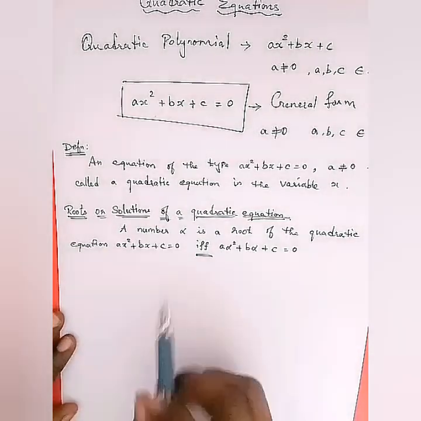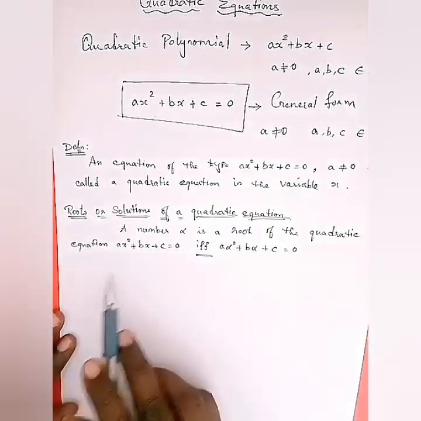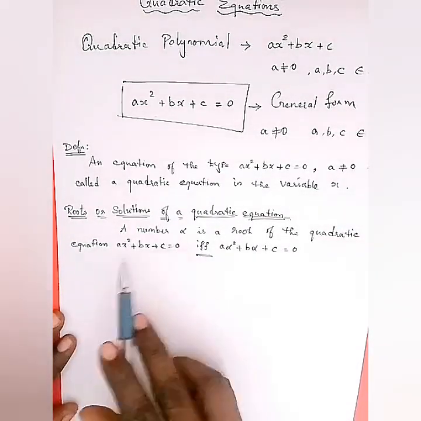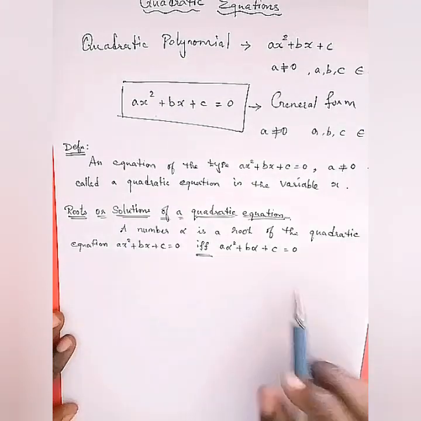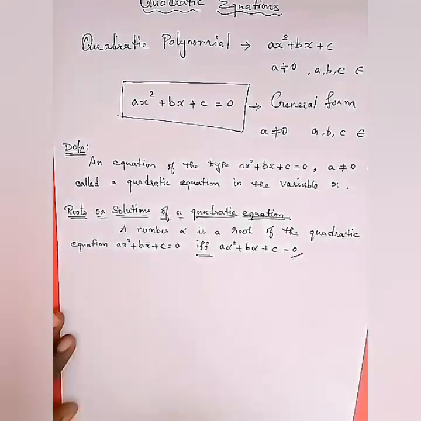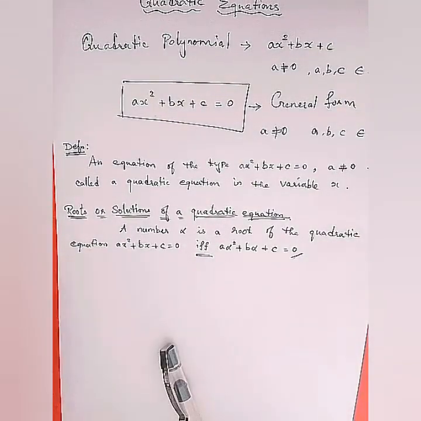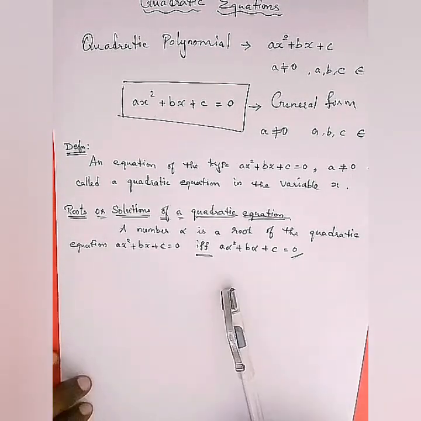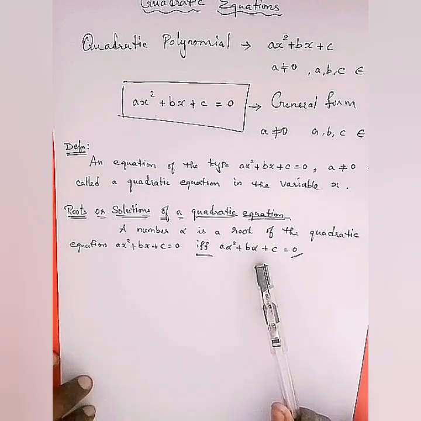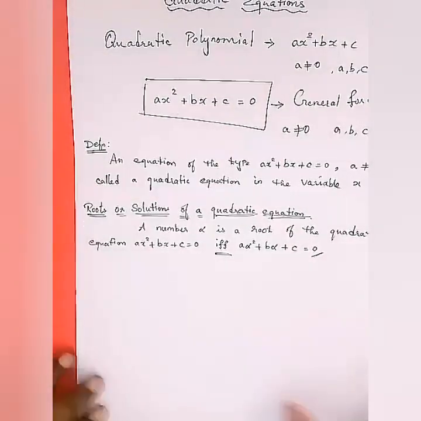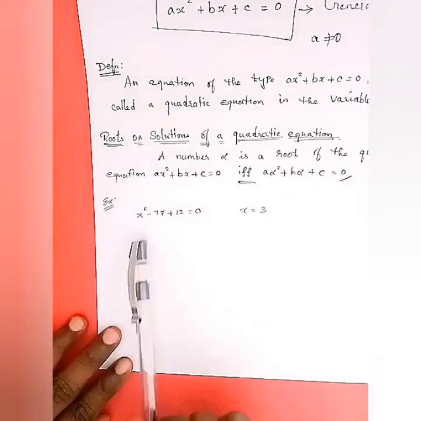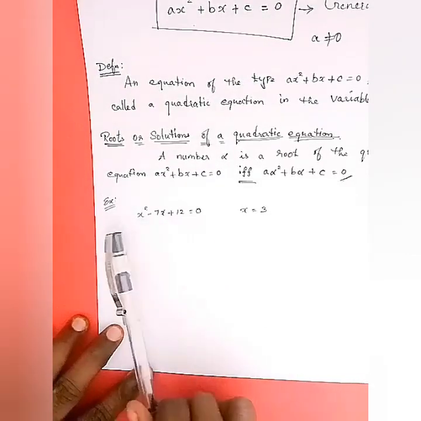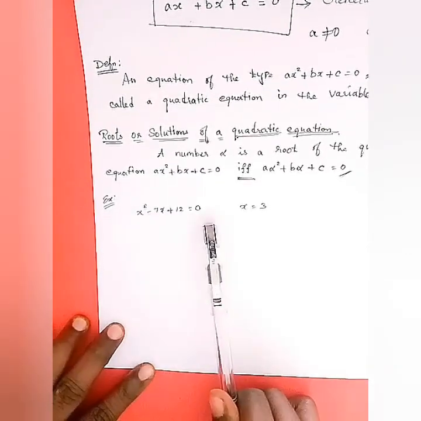If alpha should be a root of the quadratic equation, means if you substitute in the place of x, we will get the final answer as 0. That is what the definition is stating here. Number alpha is a root of a quadratic equation if a alpha square plus b alpha plus c equal to 0. For example, here we have one quadratic equation x square minus 7x plus 12 equal to 0.